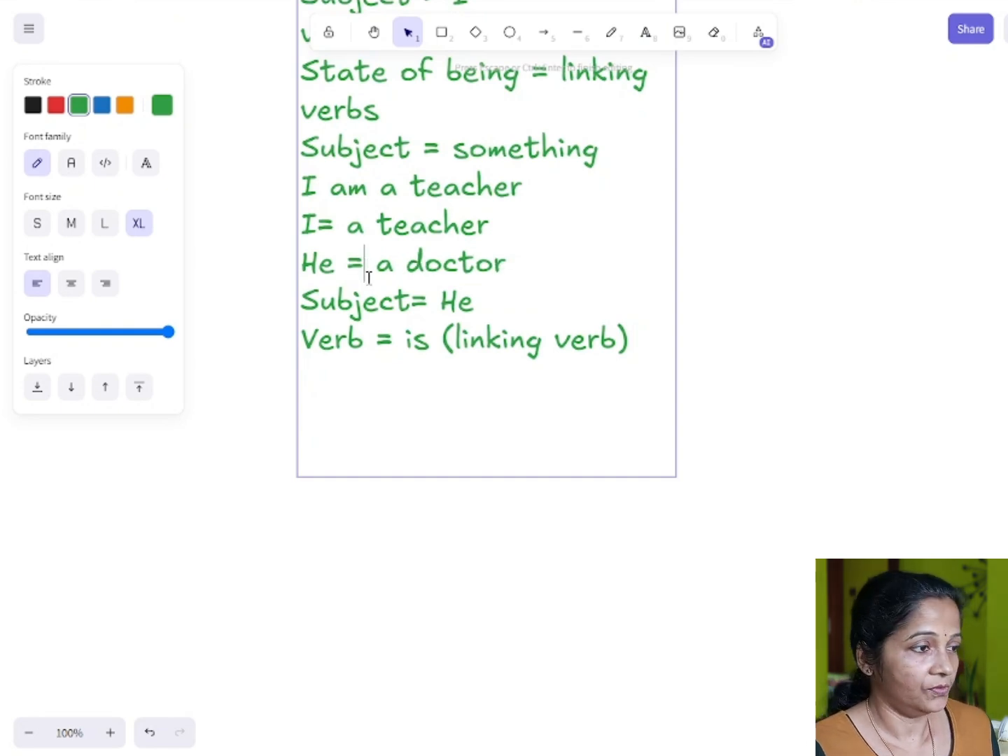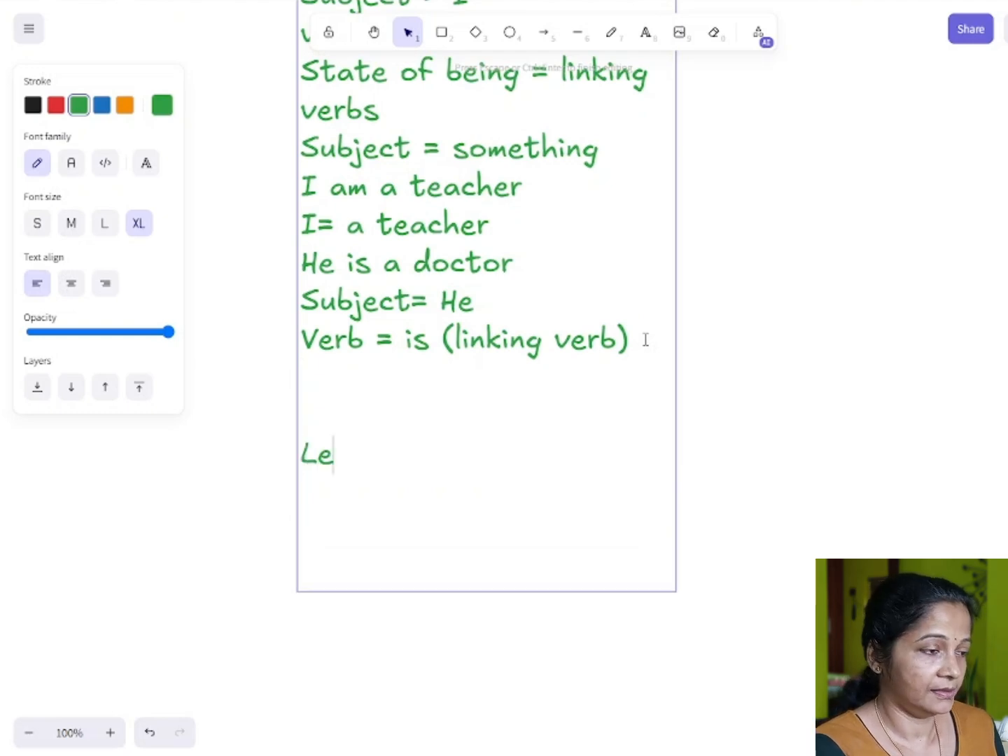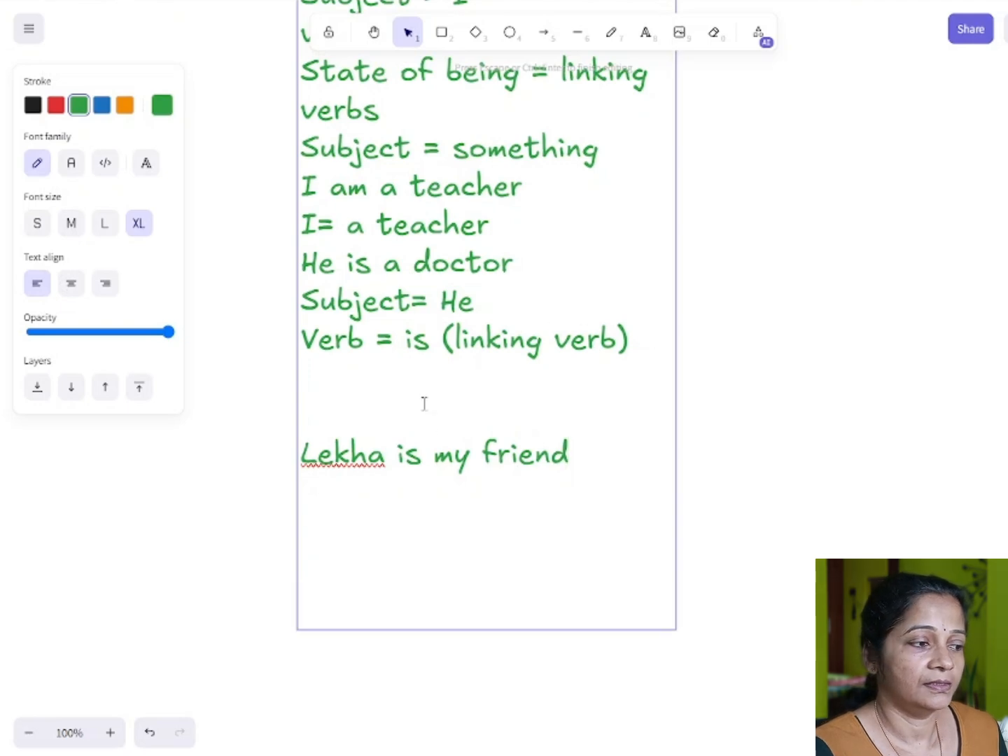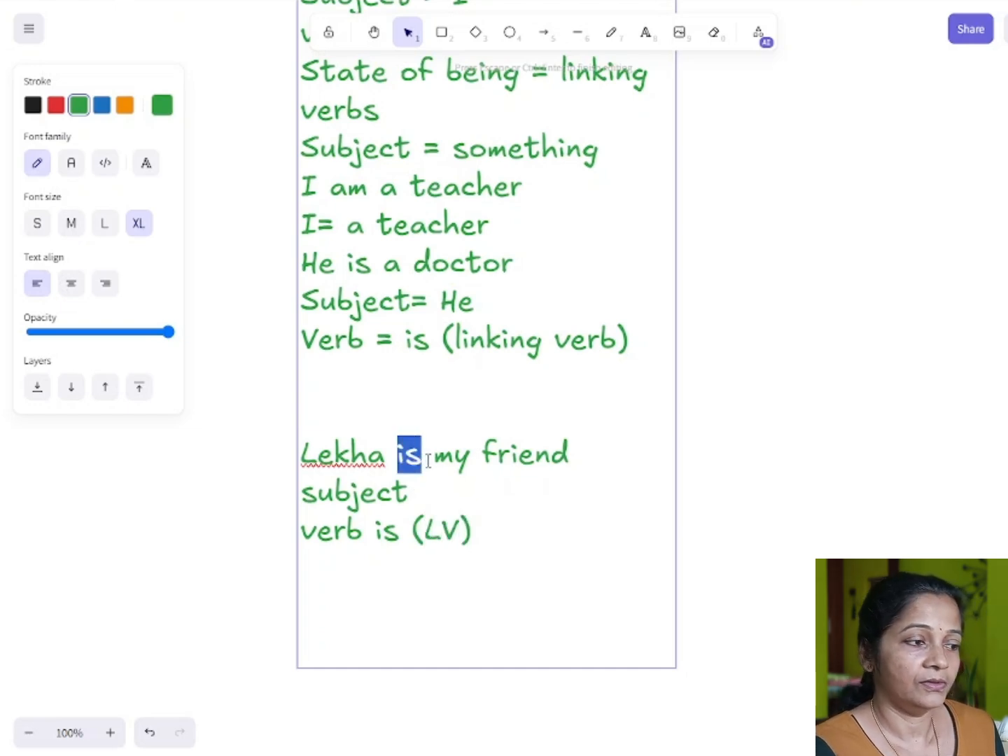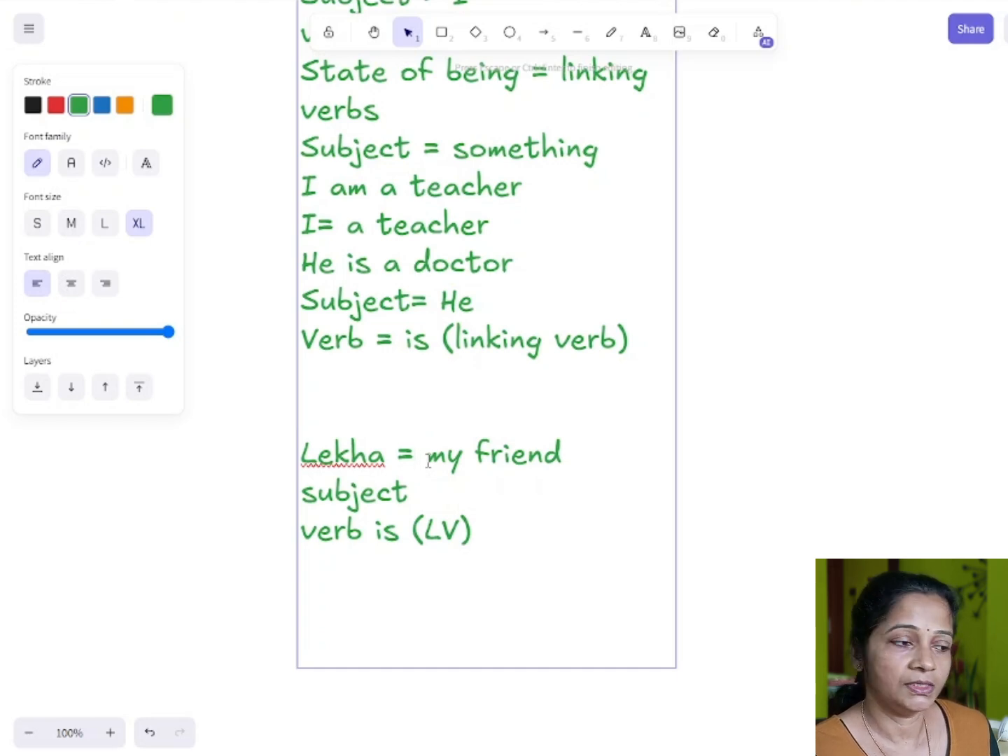Okay, so now let me talk about my friend Lekha. Lekha is my friend. What is the subject here? Who? Lekha. Lekha is the subject. What is the verb here? Is. What kind of verb is? It is the linking verb. Because Lekha is my friend, or you can put Lekha equal to my friend. That means Lekha is my friend. So this is a linking verb.